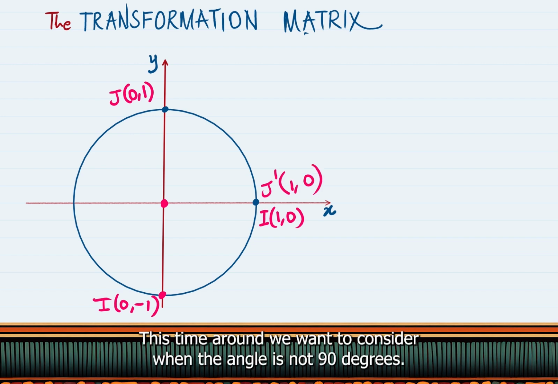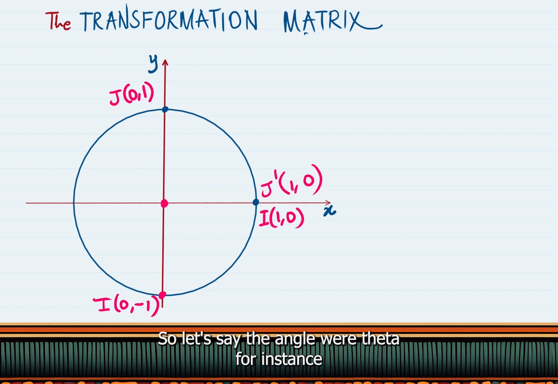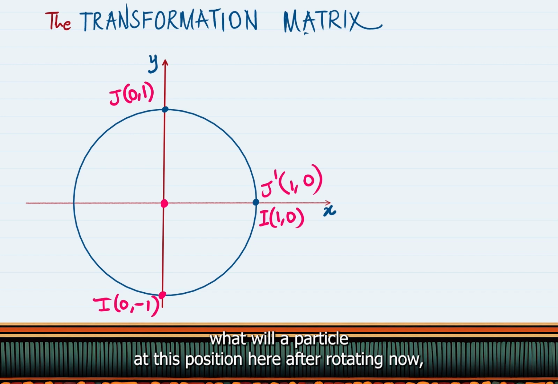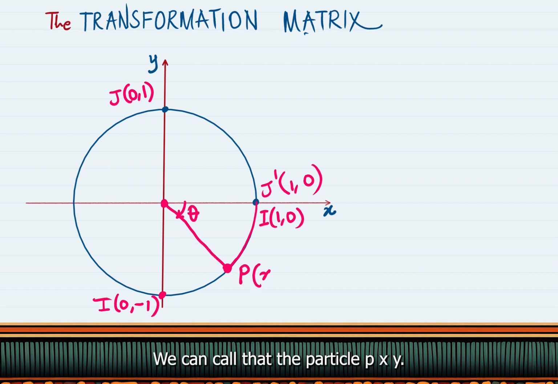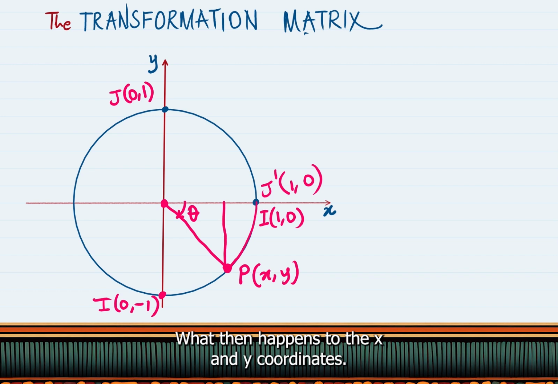This time around, we want to consider when the angle is not 90 degrees. So let's say the angle were theta, for instance. What will a particle at this position here, after rotating up to a certain point here, which means it would have rotated about an angle, say theta, we can call that a particle P(x, y). What then happens to the x and y coordinates? This is what we want to figure out.